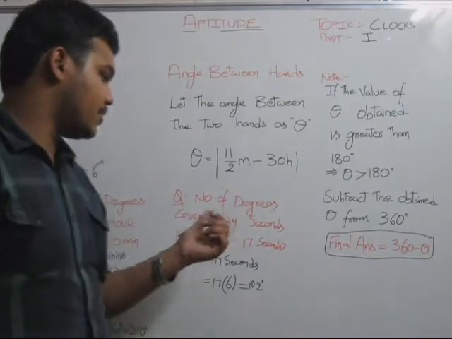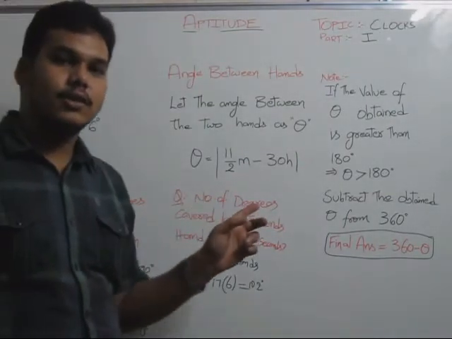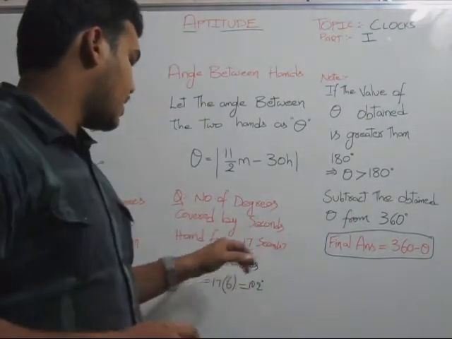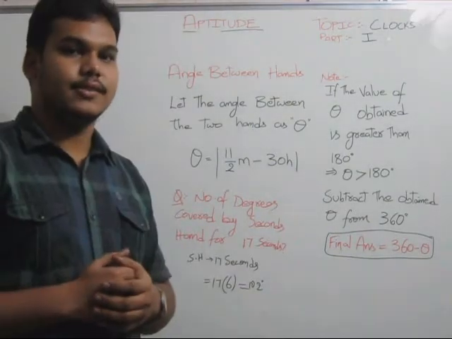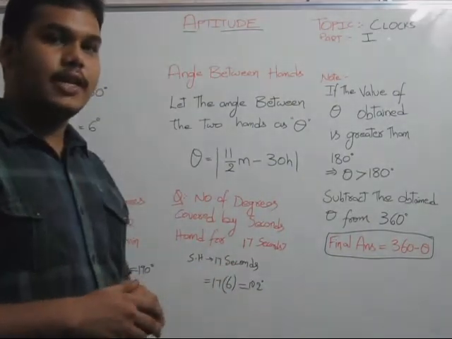Now see the other question. The number of degrees covered by the seconds hand for 17 seconds. Now we can get the answer.